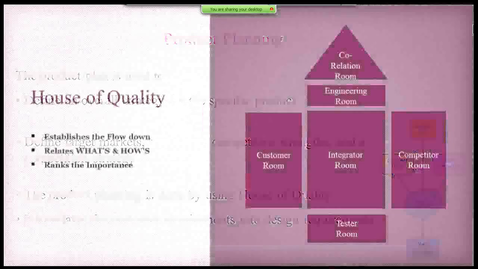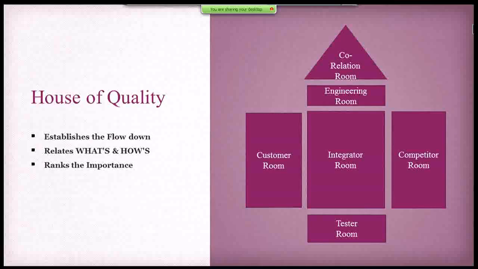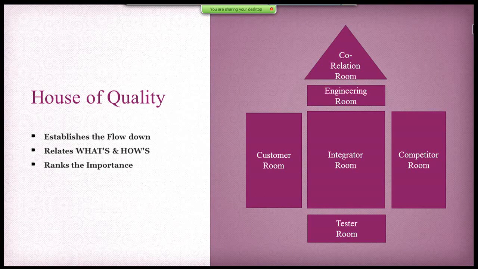So what is the house of quality? House of quality is a tool which translates the customer requirements into technical specifications, which is done by the developer. It has 6 main rooms. Room 1 is called the customer room. Room 2 is the engineering room. Room 3 is the integrator room. Room 4 is the correlation room. Room 5 is the competitor room, and the last room is the tester room, which is also called the target room.